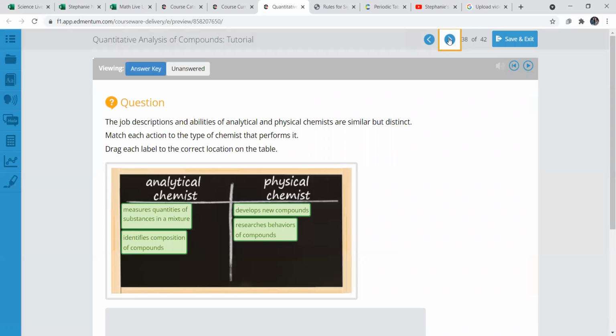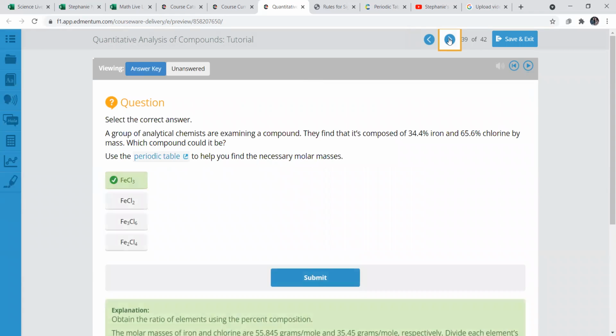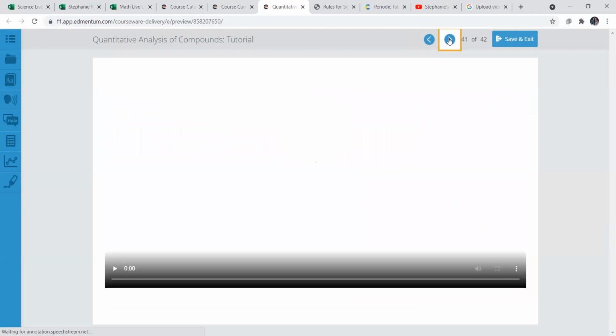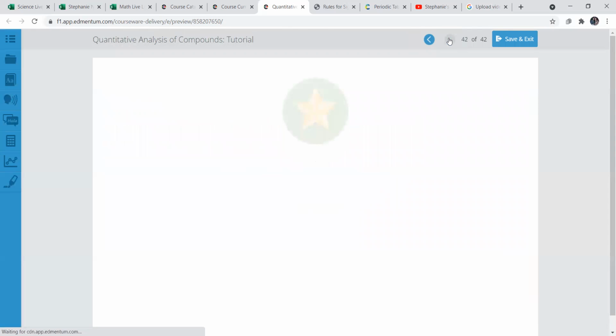So then we have analytical chemist versus physical chemist, and I will show you this question. Analytical chemist measures quantities of substances in a mixture, identifies composition of compounds. Physical chemist develops new compounds and researches the behaviors of compounds. And then again, you'll definitely need to refer back to the periodic table. And there you have it.